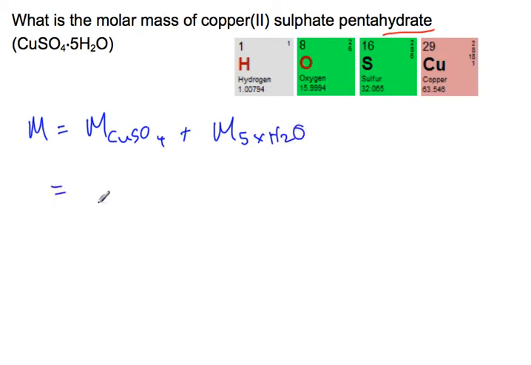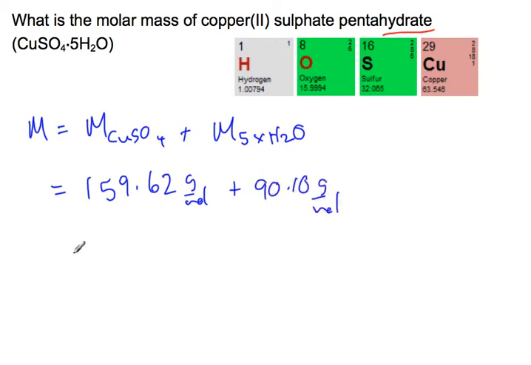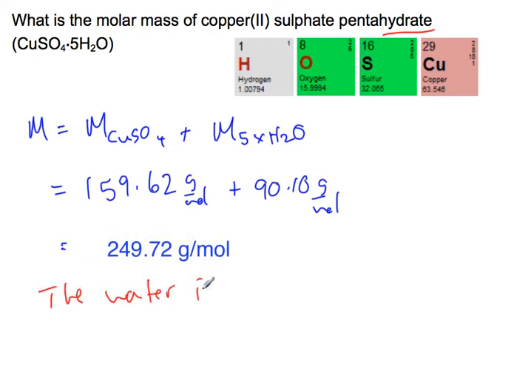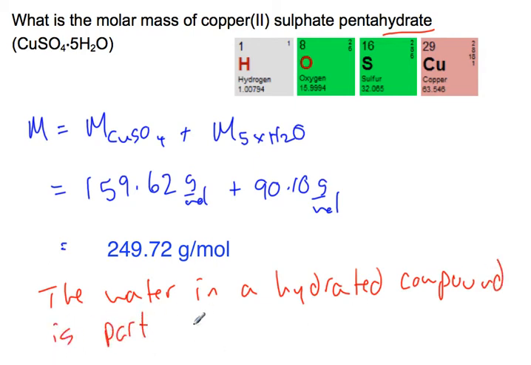And so we would add all those together, and the molar mass of copper(II) sulfate is 159.62 grams per mole, and the molar mass of water is 18.02, so 5 of them would add up to 90.10 grams per mole. So the molar mass of copper(II) sulfate pentahydrate is 259.72 grams per mole. And so really the take-home message is that the water in a hydrated compound is part of the molar mass of the compound. So don't forget to put in the hydrates when you do that. And so that's it for calculating molar mass.